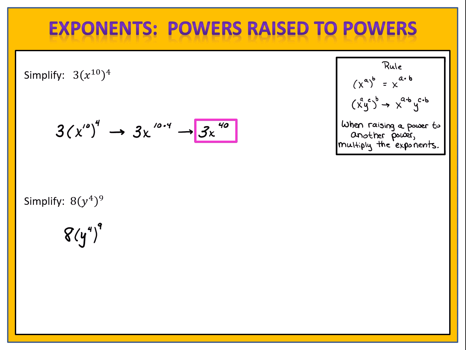We have 8 times y to the 4th to the 9th power. The 8 is on the outside of the parenthesis, so the exponent does not affect it. We have y to the 4th to the 9th, so we multiply those exponents. 4 times 9 is 36, so our final answer is 8y to the 36th power.